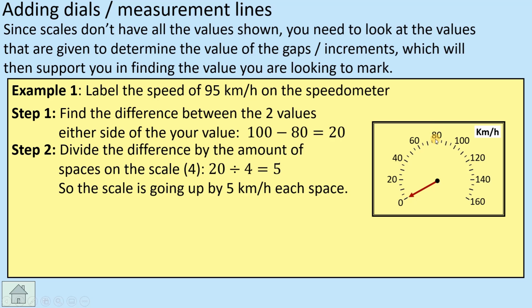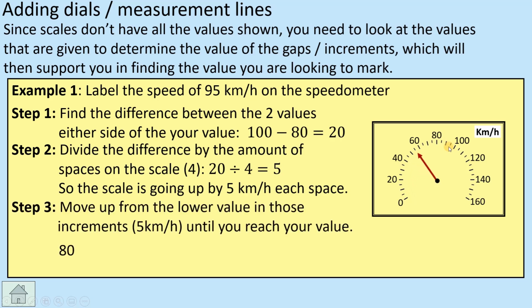And of course, we're going to work up from there. So I'm going to take 80, 85, 90, 95. So I need to put my marker here to represent 95 kilometers per hour. So let's get that moved up. So we start with 80, then 85, then 90, and of course up to 95. So I want to put my pointer in there.